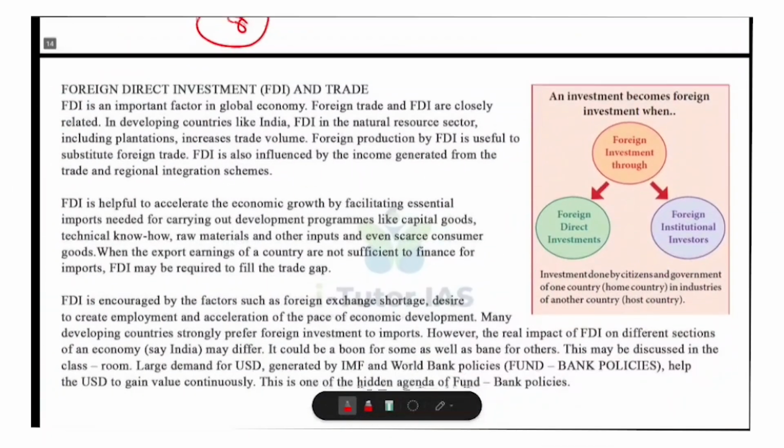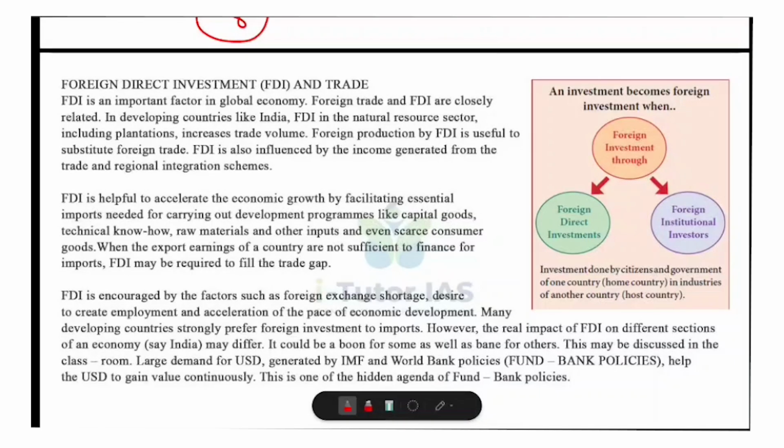Okay. Now we are going to a very important topic, that is foreign direct investment and trade, FDI. Do you know what is meant by FDI or foreign direct investment? FDI occurs when a company or individual from one country invests in business assets like factories, plantations or infrastructure in another country. For example, a Japanese car company setting up a factory in India. That is an example of FDI.